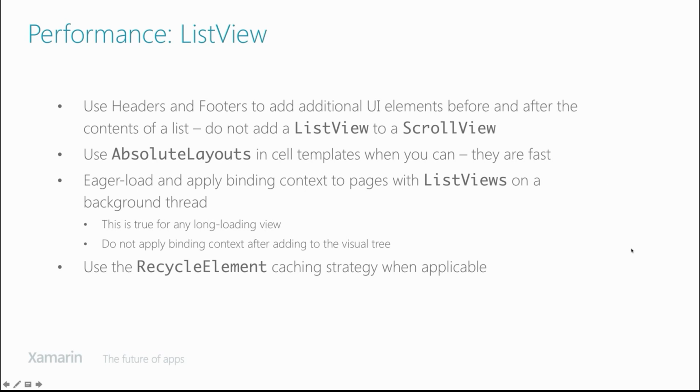They're really, really great. One of the few tips that I hadn't really known about until recently was eager loading and applying binding context to pages before they're loaded. This is really helpful with pages that contain list views, but it can be applicable to any type of page. So if you're on a page, let's say there's a page with one or two buttons, and it's a page that you know your users are probably going to navigate to, you can eager load those early on.